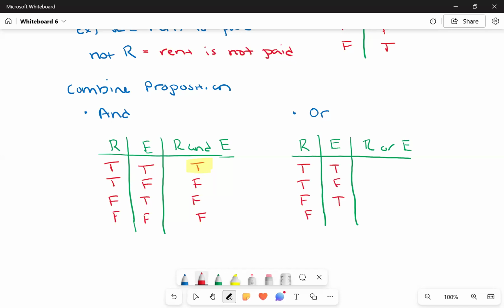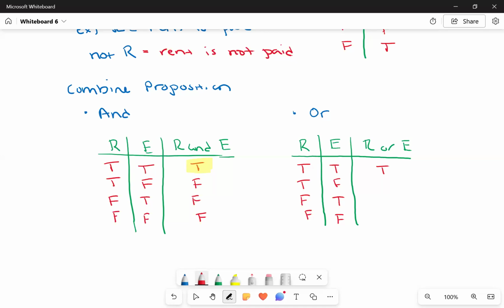So here we go. I paid the rent or I paid the electricity, and they both happen to be true statements. This is a true statement. It's a little bit weird to use "or" in that statement, but it's true because both are paid, and therefore when you say "or," it works.